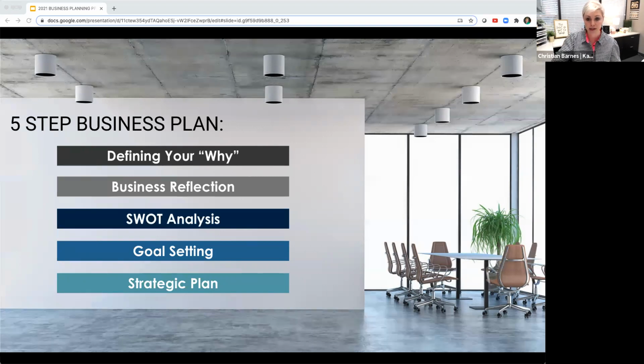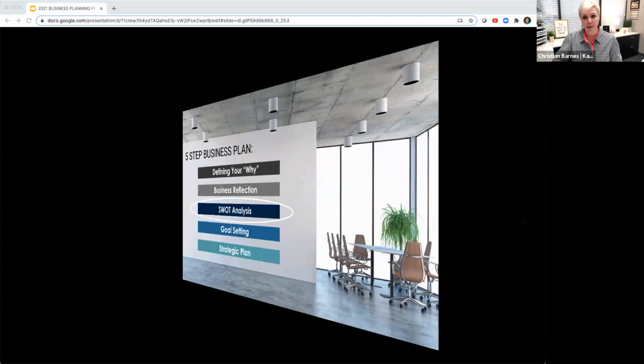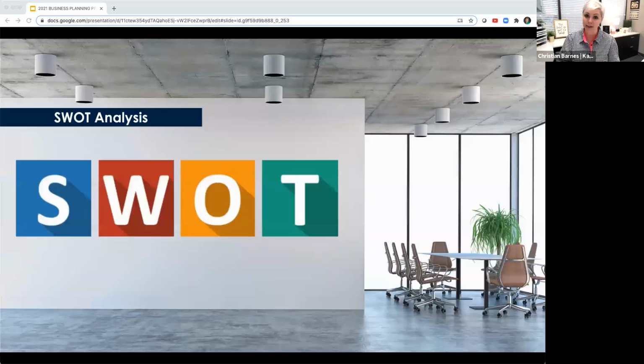And our third section here is going to be doing a SWOT analysis. Now, you're probably asking, what in the world is a SWOT analysis? For those of you that don't know, SWOT stands for strengths, weaknesses, opportunities, and threats. It might sound cheesy to go through this process, but it'll make more sense as we get into our goal setting and start putting those goals on paper with our objectives and our strategies backing up the goals.